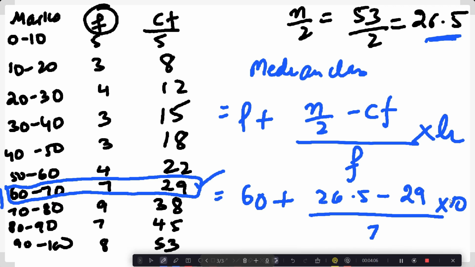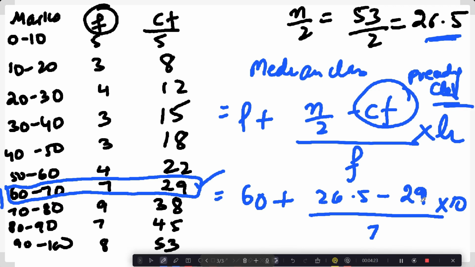मैंने कुछ गलत कर दिया है शायद. क्या गलत कर दिया? 5, 8, 29 ही था ना? Cumulative. Okay, so CF is cumulative. Actually, CF is of the preceding class. The formula doesn't say this class, it's the preceding class, so it will be 22. ठीक है? So ये होता है आपका median.